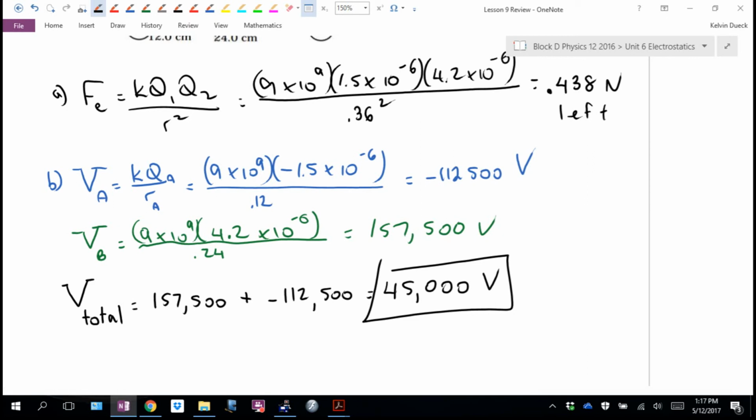What does that mean? It means if I brought a charge from out at infinity, if I brought a 1 Coulomb charge and plunked it right at that 45,000 volt, at that dot, I would have done 45,000 joules of work. That charge would now have 45,000 joules of potential energy. Now, again, a 1 Coulomb charge is huge. So that's why you have such a big number, too.